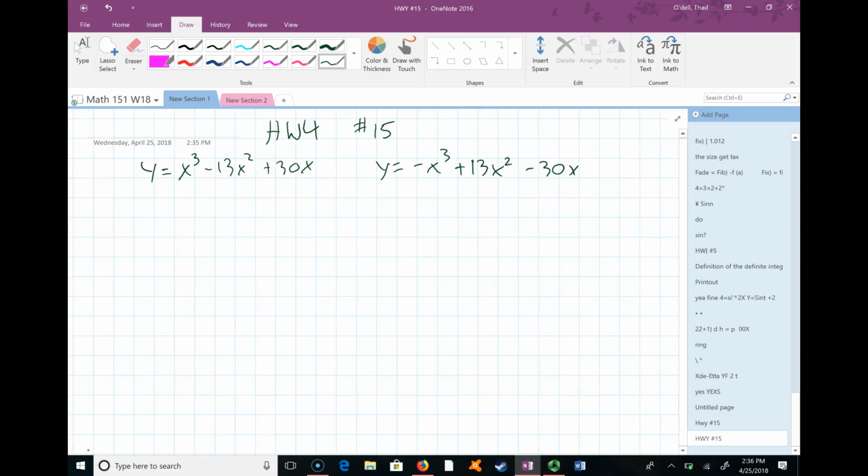In this video I'm doing problem number 15 in homework 4, and it asks you to find the area between the two curves. You notice these curves are the opposite of each other. You've got x cubed, negative 13x squared, positive 13x squared, and 30x and negative 30x.